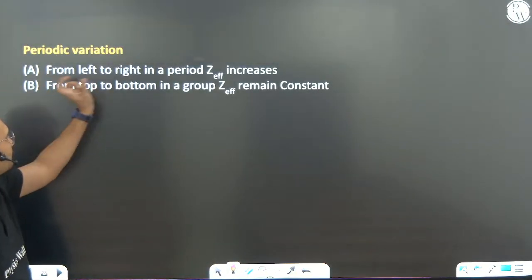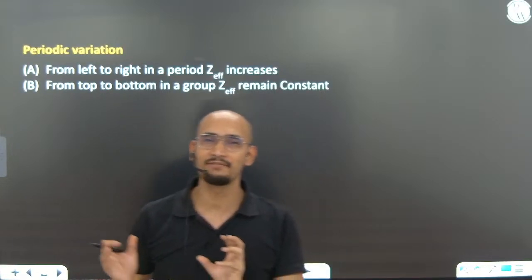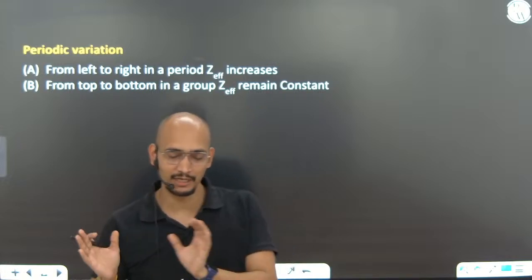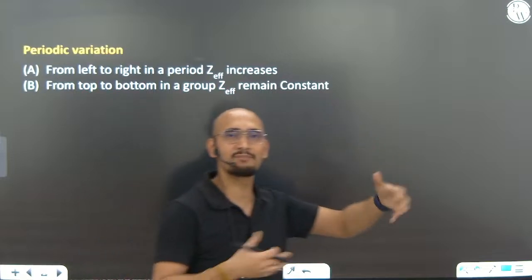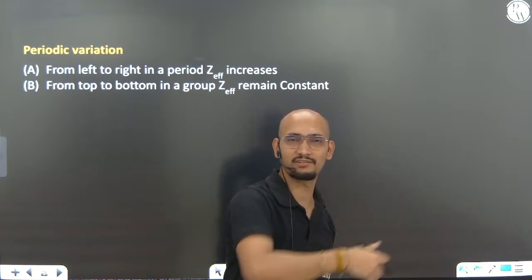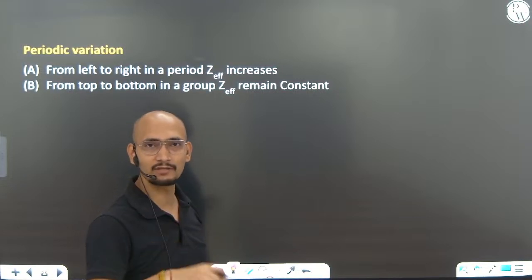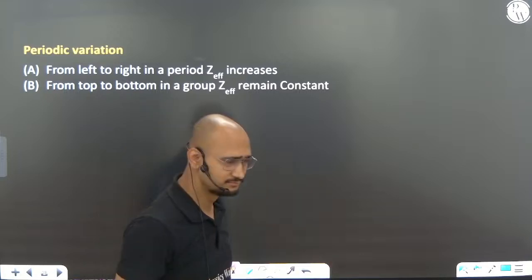Now, periodic variation. What is the periodic variation of Z effective? Once we go from left to right, we just find out Z minus sigma, and we see that the Z effective keeps on increasing by 0.65. That is in the S and P blocks, but in the D block, the transition elements, it increases by 1. But that is not the point.